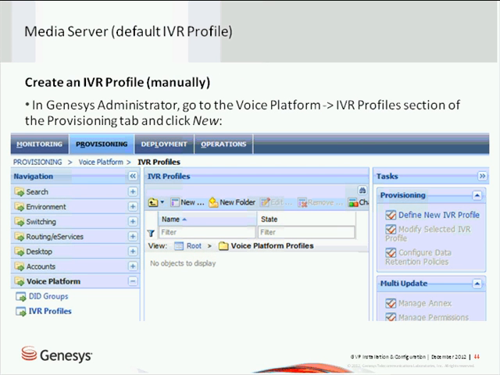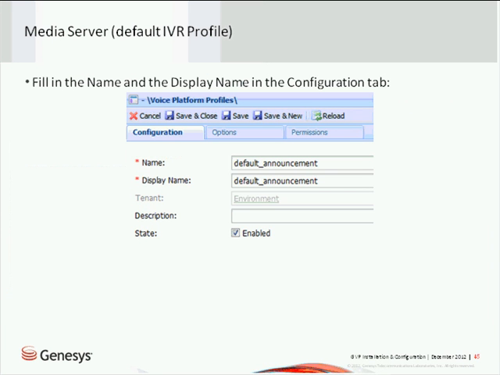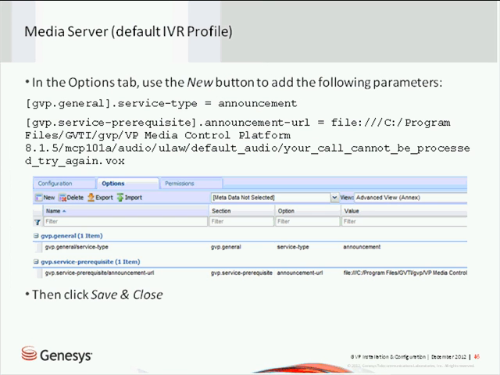You can also create one manually, so I didn't actually save that last wizard version. And in this case, we're going to be creating it manually, so I'm going to be clicking the New button rather than using the wizard. Similar to before, you basically fill in a name and display name in the Configuration tab. You move on to the Options tab, and you fill in two things: the service type, which we saw before was announcement, and your URL.